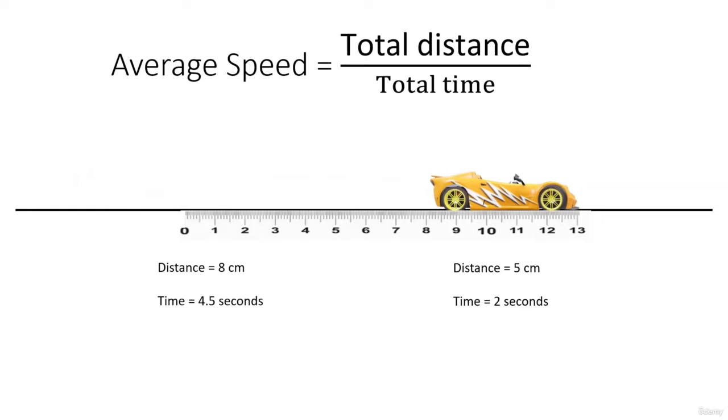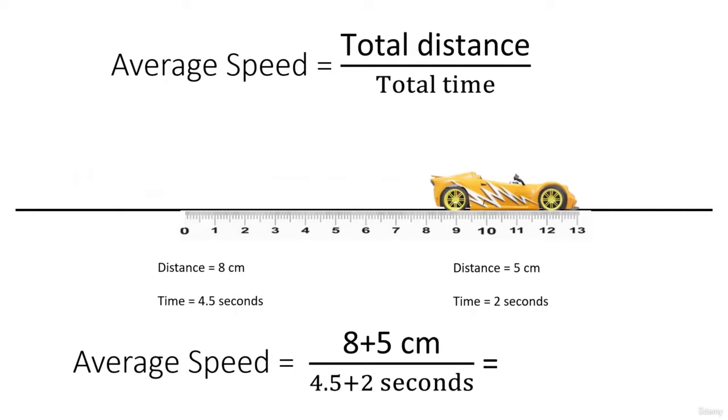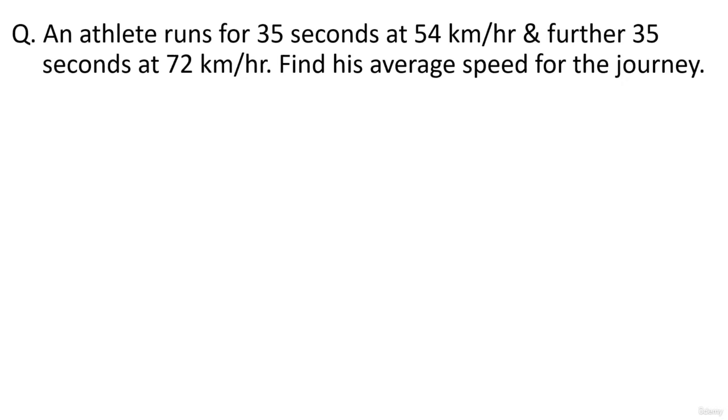Now let's define something called the average speed here. Average speed is nothing but the total distance traveled divided by the total time taken. So in this case, the average speed will be the total distance 8 plus 5, 13, and the total time is nothing but 4.5 plus 2. The total distance upon total time is the average speed. 13 upon 6.5 giving you 2 centimeters per second. That's the average speed.